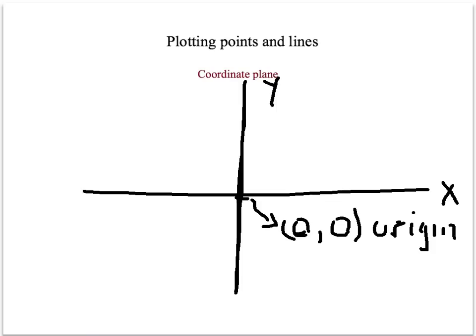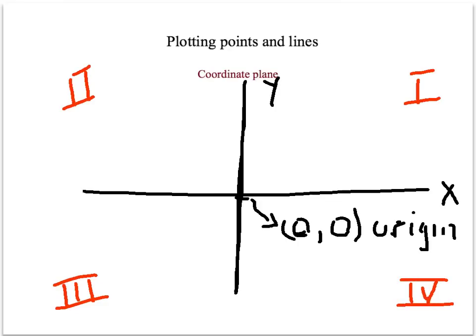So let's talk about this coordinate plane. You can see that it is set up in 4 quadrants. This is quadrant 1. This is quadrant 2. This is quadrant 3. And this is quadrant 4. And notice we use Roman numerals because they're cool.